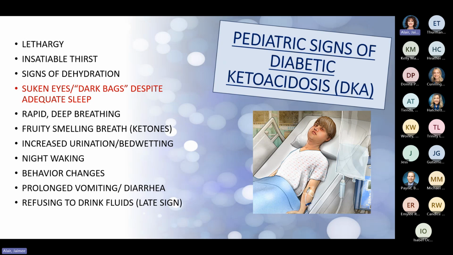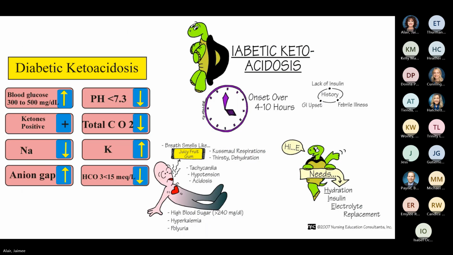And then, like I said before, behavior changes are a big one. They go from normal, happy kids in class, to becoming anxious and agitated, and then they start to be kind of lethargic and sleepy. And at the very end is when they start vomiting, having diarrhea, or refusing to drink.